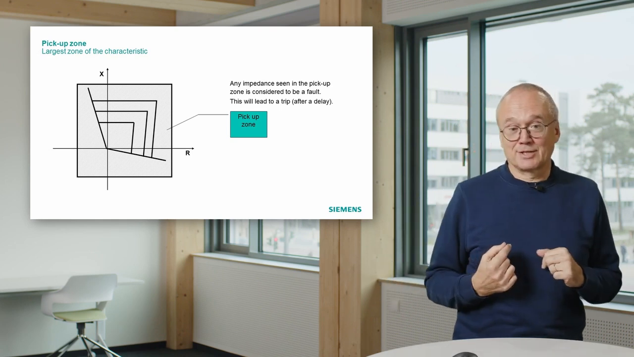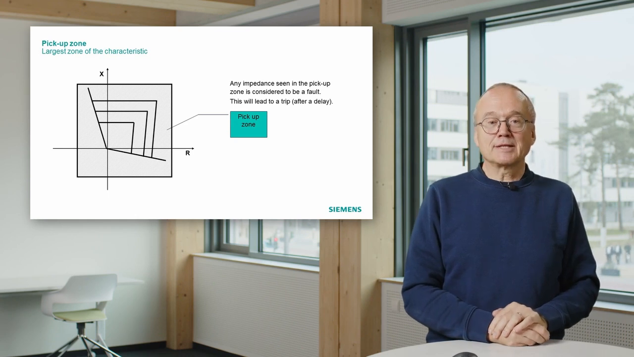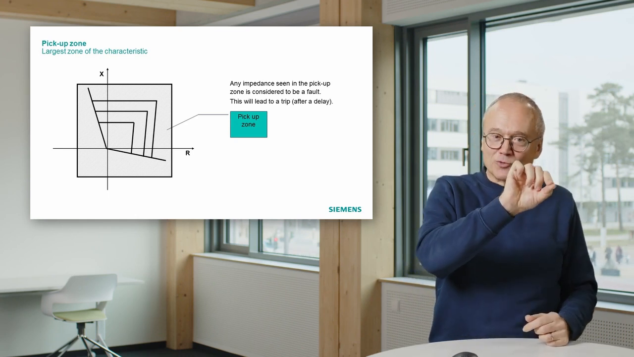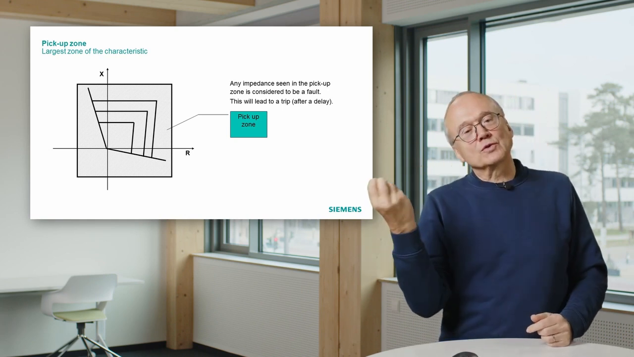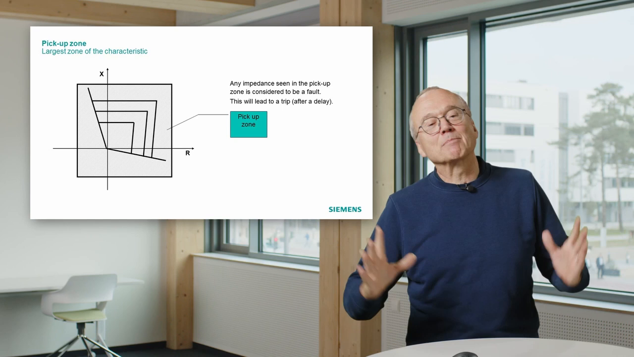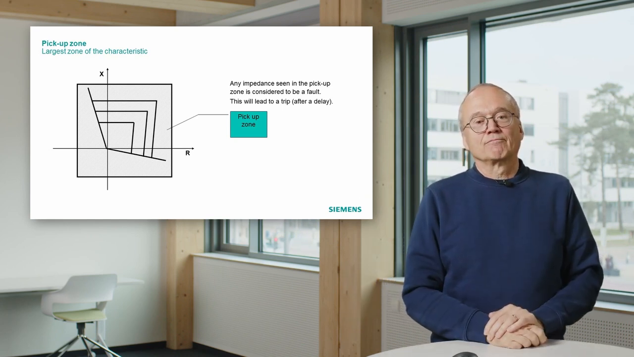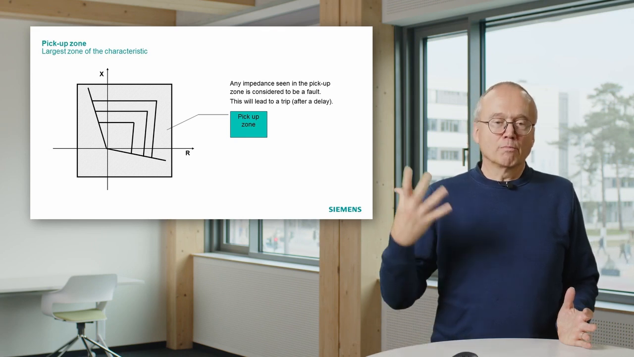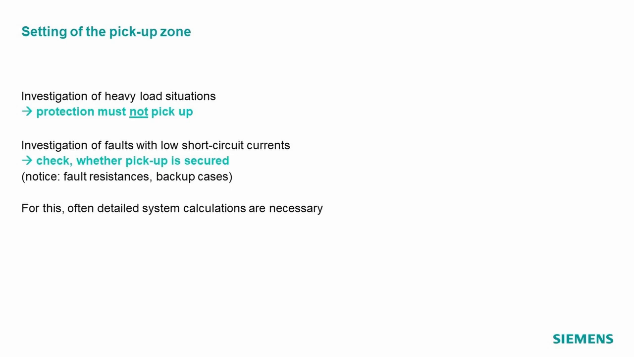The other thing is you can only detect faults inside the pickup zone. That means if a fault has a fault resistance, remember it moves to the right. So it moves in that direction. That means if you make your pickup zone too small, you have the risk that you don't see some faults. You may have resistive faults that you don't see. And that makes the setting of the pickup zone a bit critical.